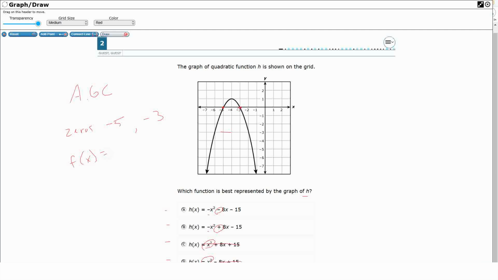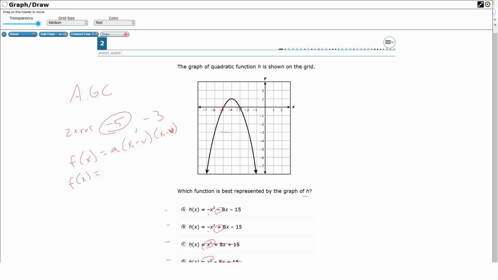F of x equals, we've got some type of multiplier out there, right? And then if we're looking at it with our zeros, it's x minus u and then x minus v. This is how we can take our zeros and put them into a factored form. Now, if I want to get my u as -5, I can make my v -3. So it's going to look like this now.